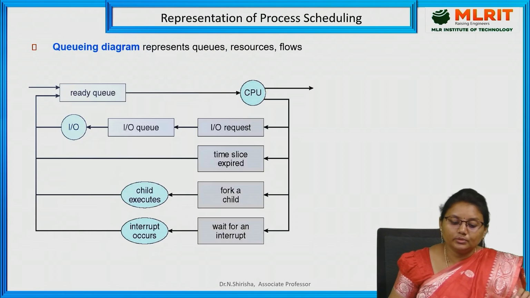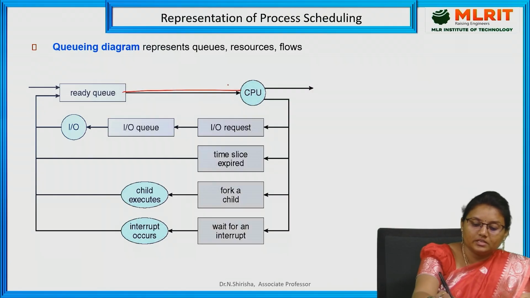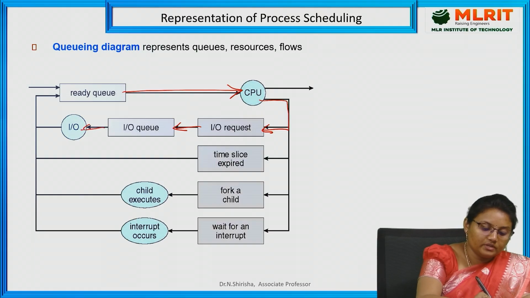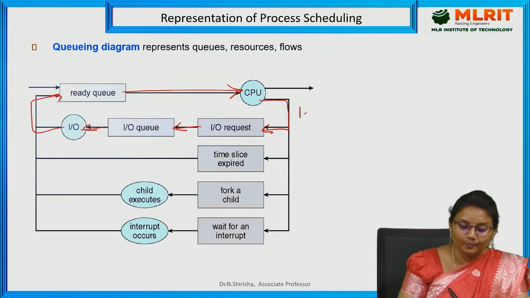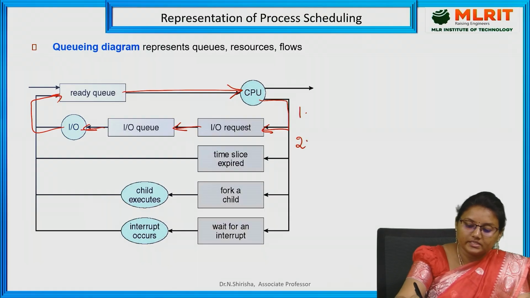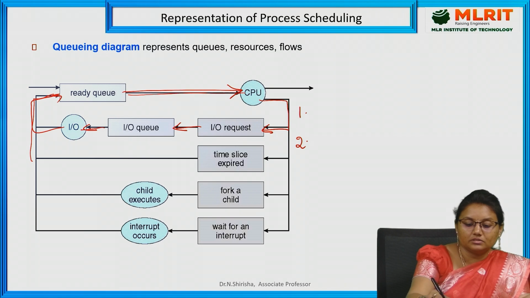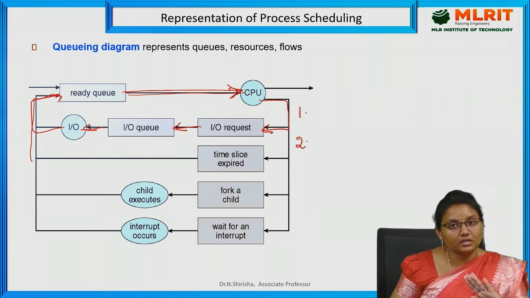Now this is what we call a queuing diagram. Whenever a process is in the ready queue and ready, the CPU is allocated for its execution. But if you have any IO request, it goes to the IO queue, and whenever you get the IO, it will go back to the ready queue. This is the first scenario. And whenever the time slice expires, it directly goes back to the ready queue. This is only time slice expired. Your process has not completed its job.